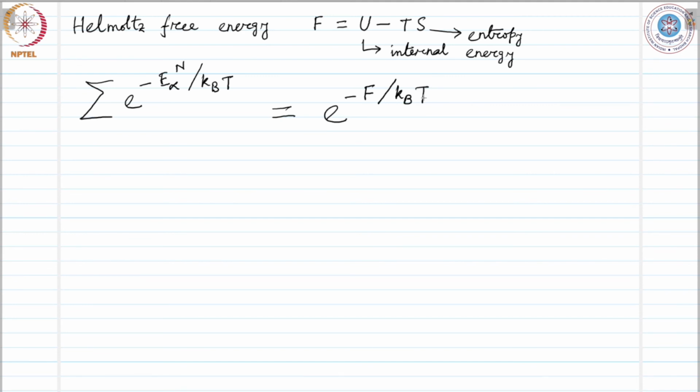And if we have this, then in terms of F, that is the free energy, we can write P n, that is a function of energy, as e power minus E minus F n over kBT.